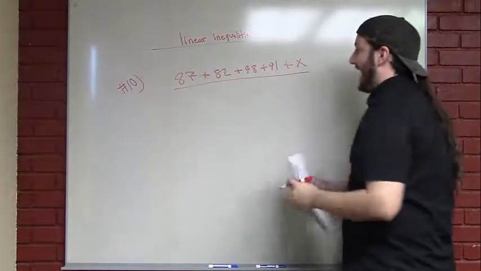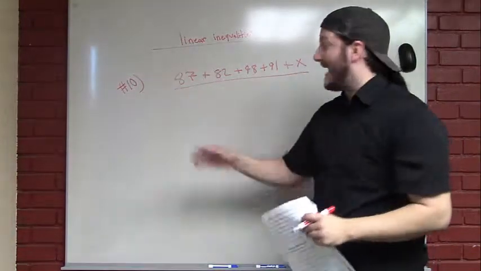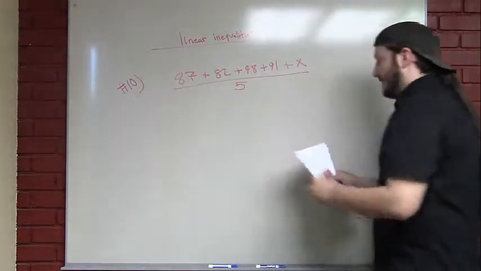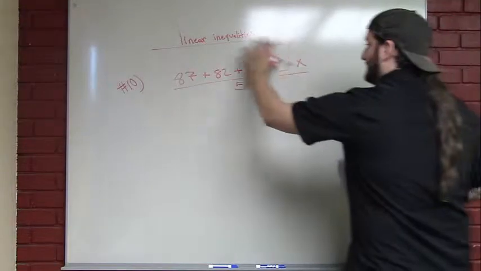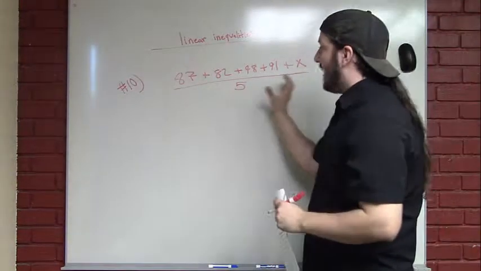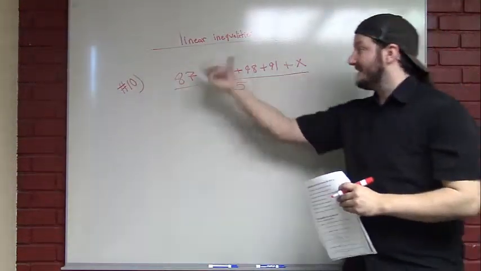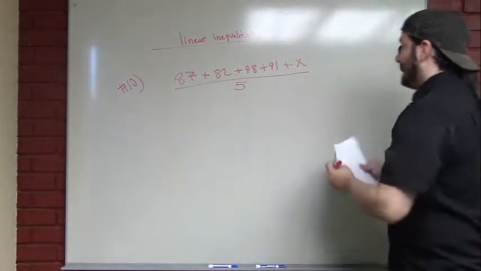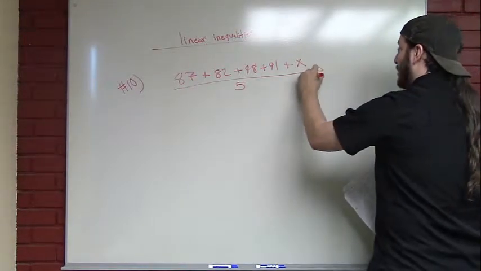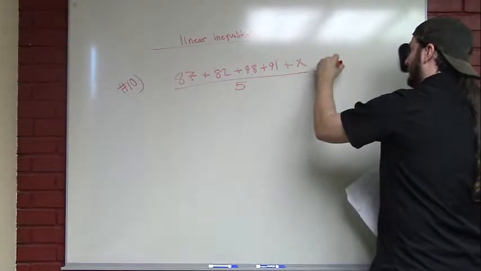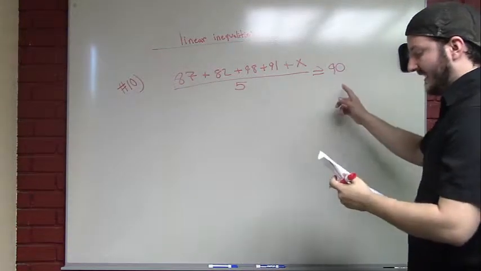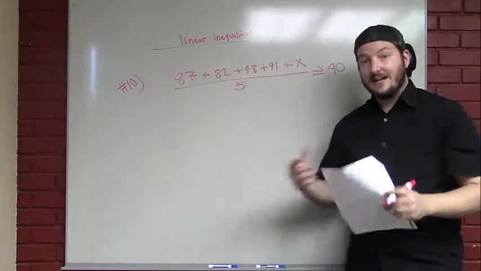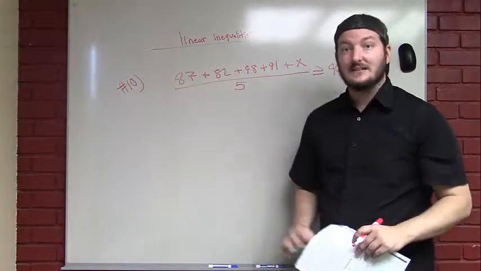And you're going to divide that by how many numbers there are. This is how you find an average. So there's 1, 2, 3, 4, 5 tests. So you divide that by 5. Now, this represents the average of all 5 scores. The average of all 5 tests has to be greater than or equal to 90. And if this is true, then I will get an A in the class.